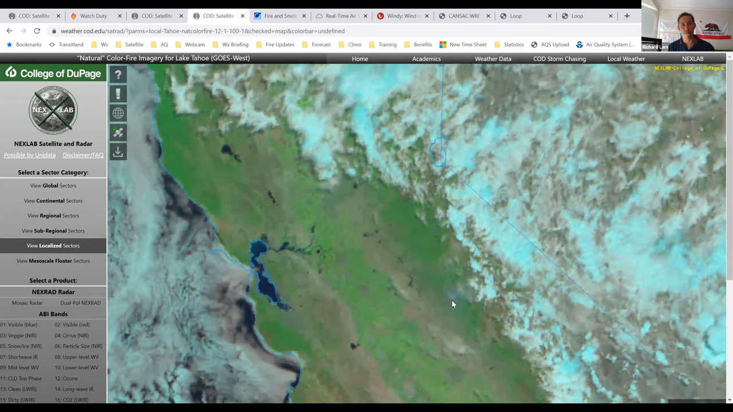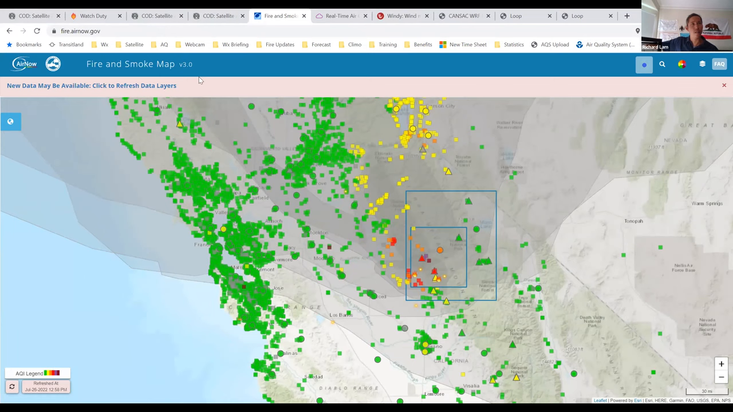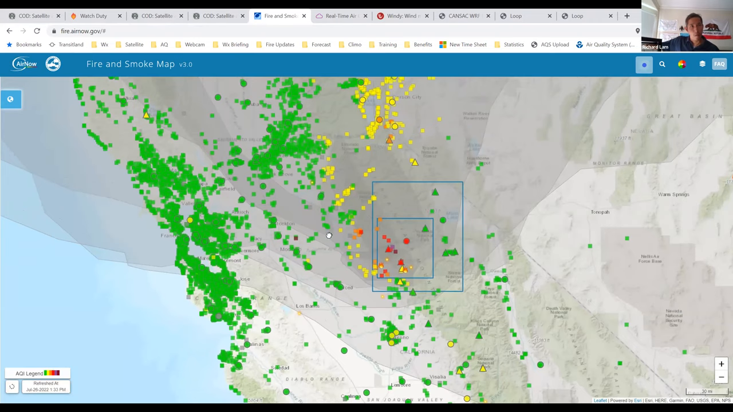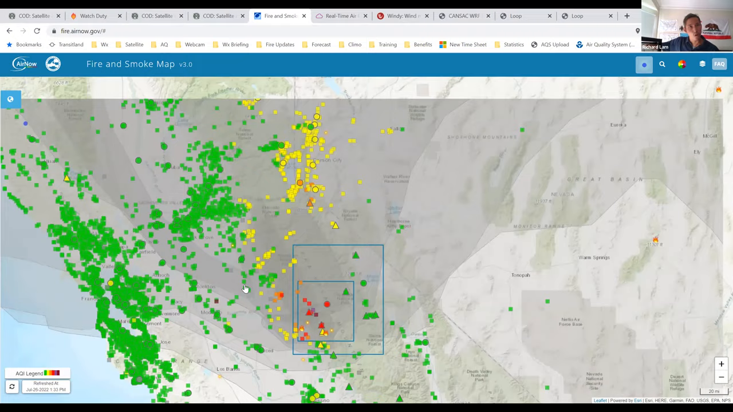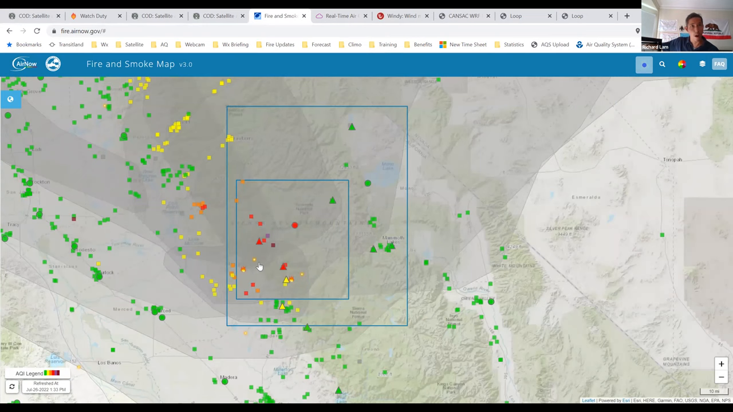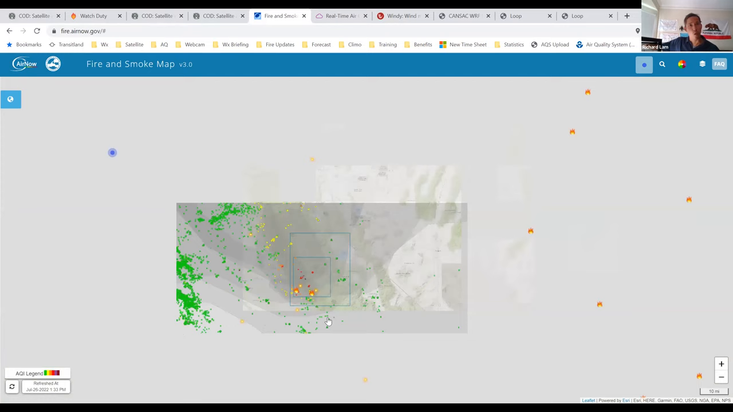And then we also have air quality sensors across the area. And you can see most of the Bay Area is still pretty good. But when you go near the fire, which is in this location, now you start to see some red and purple, which means the air quality is really bad. And the wind flow is going from southeast to northwest.